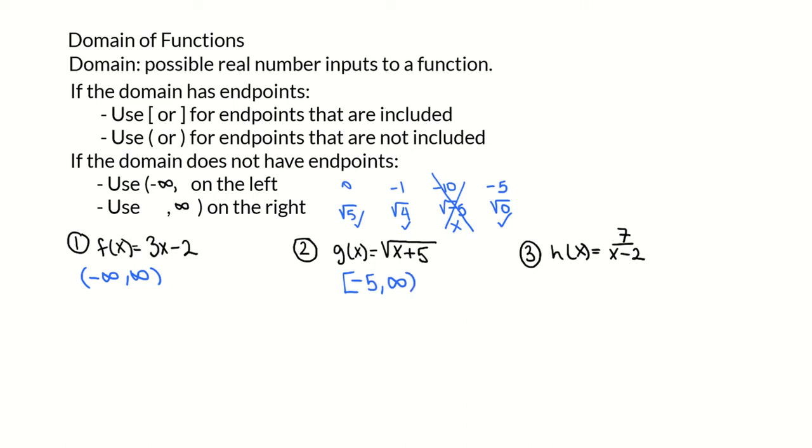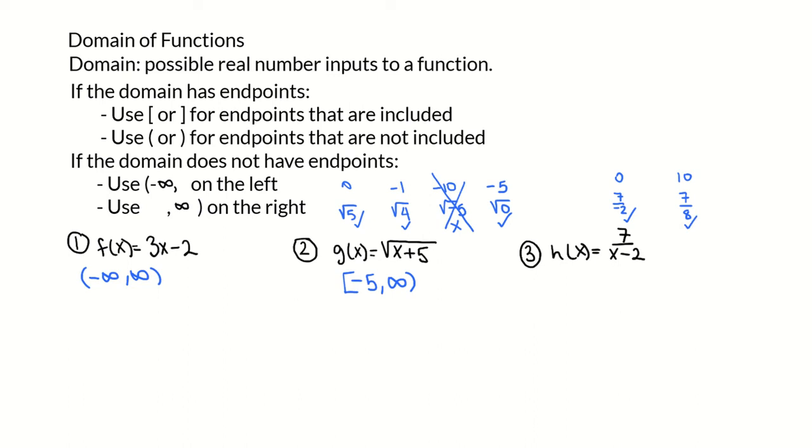This last example is a rational function. H of x equals 7 over x minus 2. Again, we could see what values we could plug in. So we could plug in 0, because then we'd get 7 over 0 minus 2, so 7 over negative 2, so that's okay. We could plug in, let's say 10. 7 over 10 minus 2 is 7 over 8, which is okay.